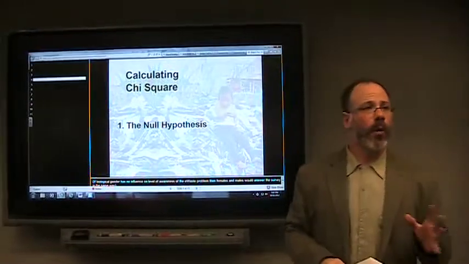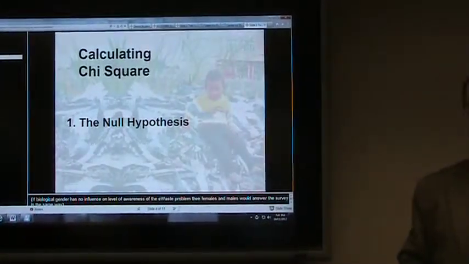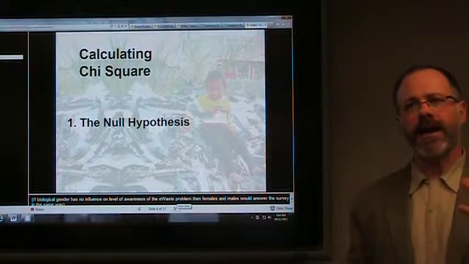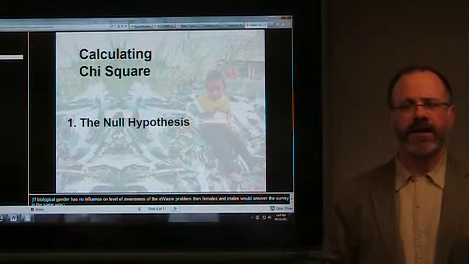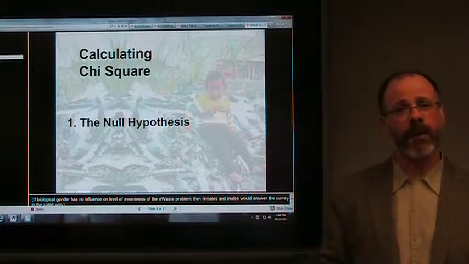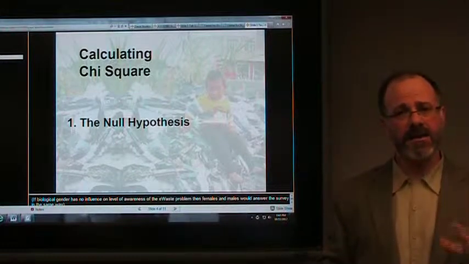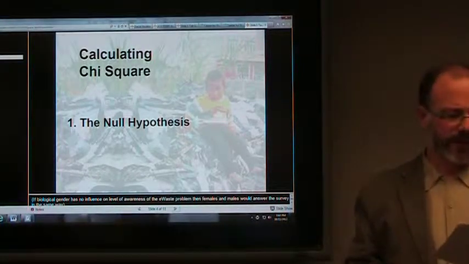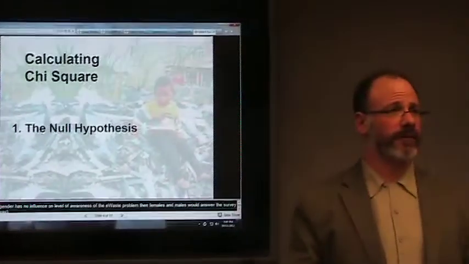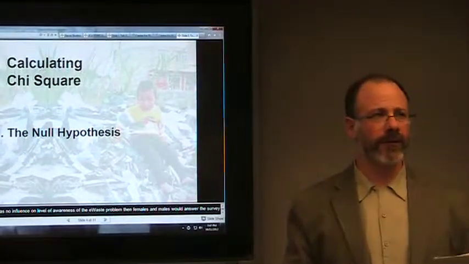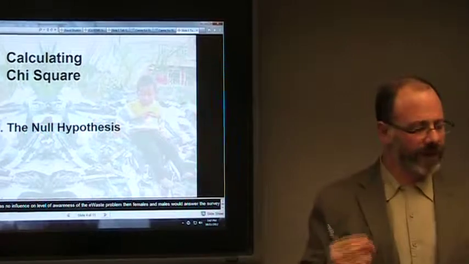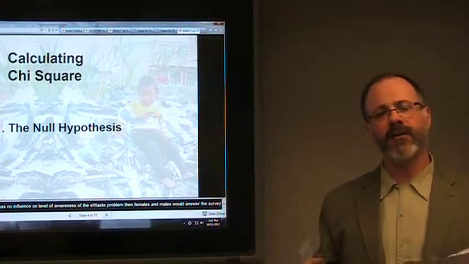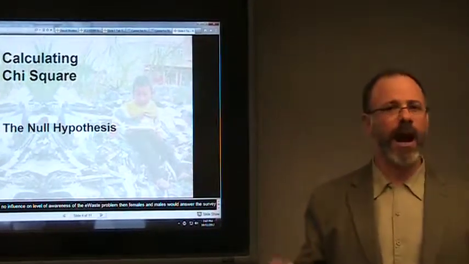All right, so when we calculate the chi-square, the first thing that we have to do, wondering about the data that we collected, is to state our hypothesis about what we think is going to happen in null terms. It would go something like this. If biological gender has no influence on the level of awareness of the e-waste problem, then females and males would answer the survey in the same way.